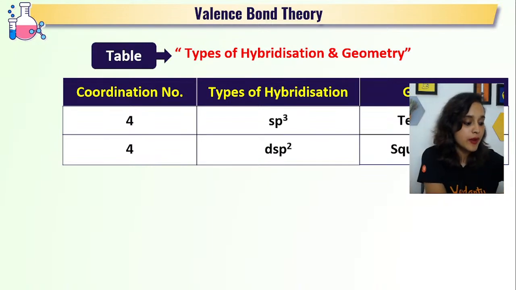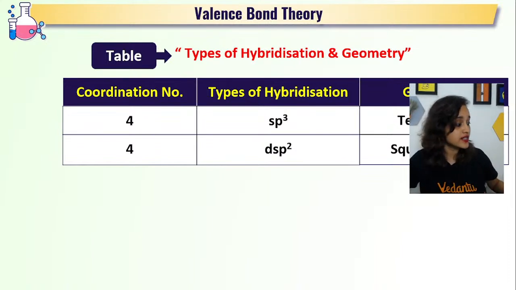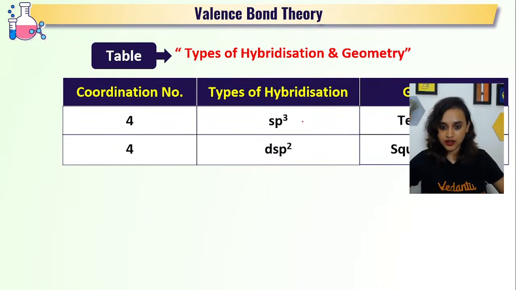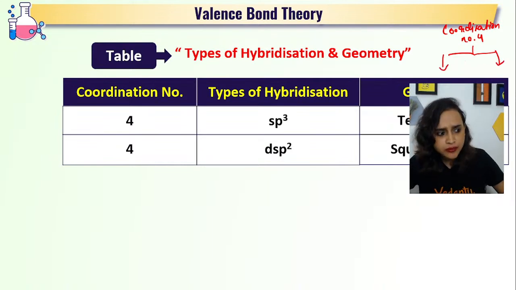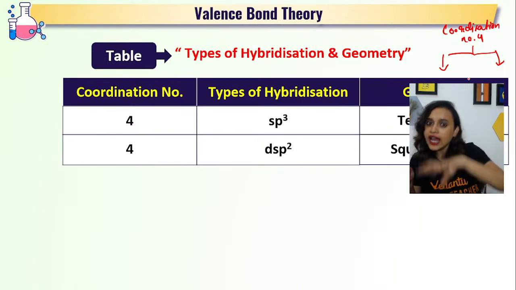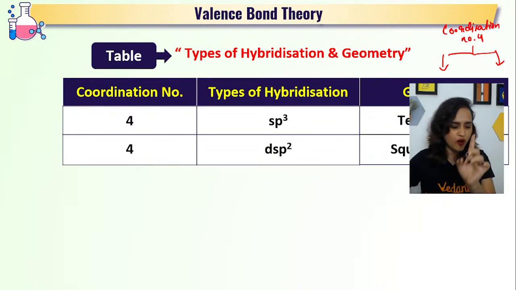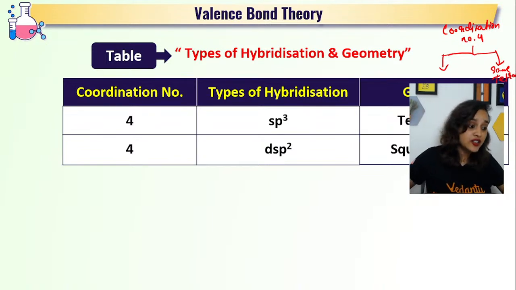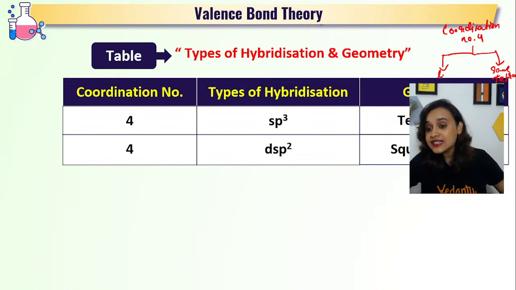Now, can I tell you a trick? If there are questions like this for coordination number 4, this is a trick you can remember. You will have to find the number of unpaired electrons and maybe the magnetic moment. If the magnetic moment and the unpaired electrons are matching, almost the same, then you will have tetrahedral. But if they are not really matching, in fact it is less than what you expected, then you make it square planar. Write it down.